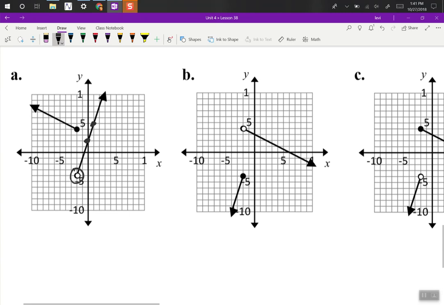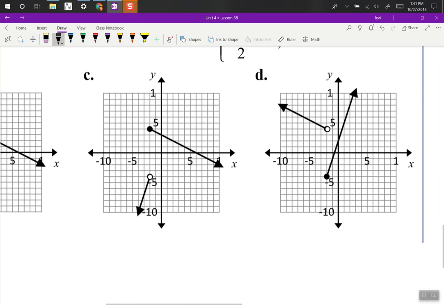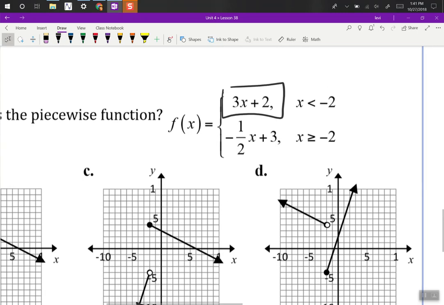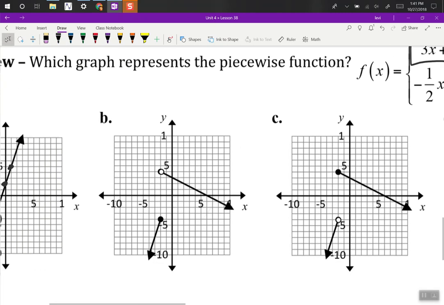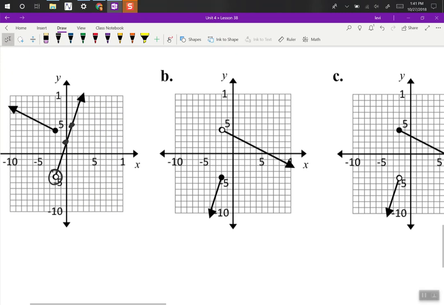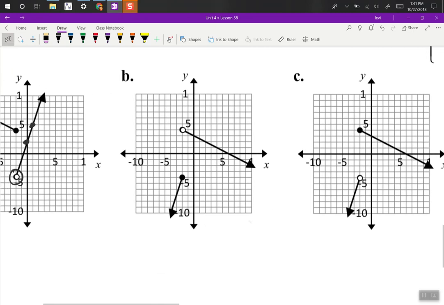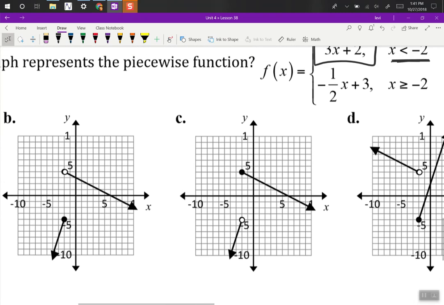We've got an open circle here, so let's check our equation and see if we have an open circle. And we want to be just less than negative 2. So less than negative 2 would be on the left side there for that equation. So I don't want that.